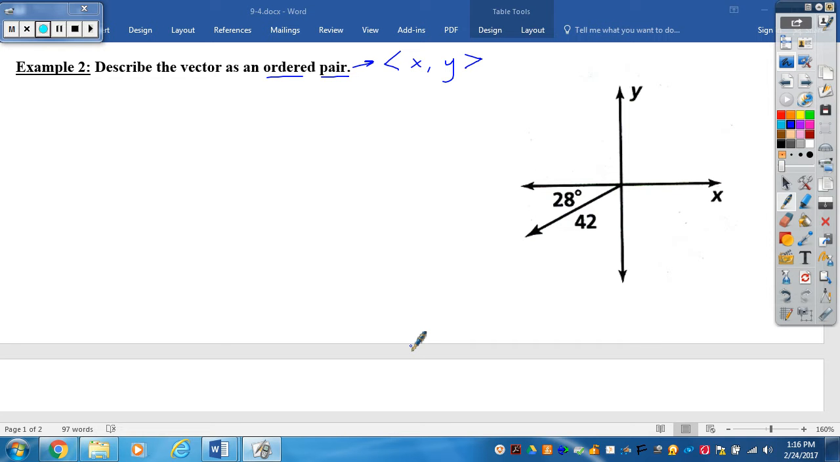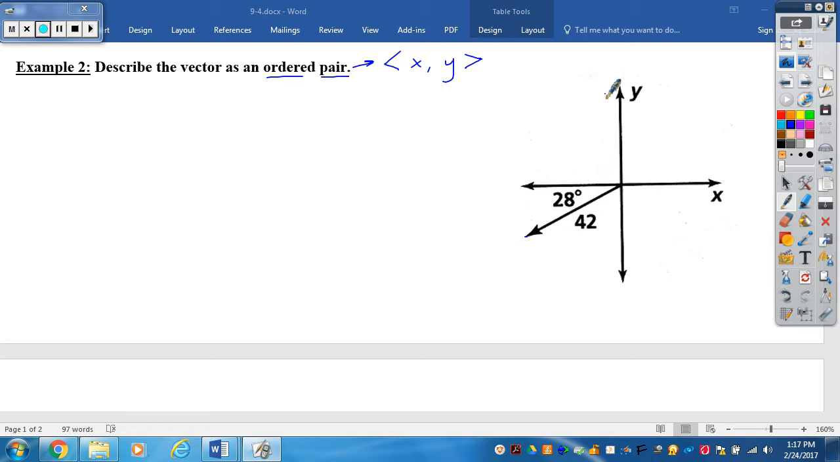Am I going to be really particular as far as the parentheses versus the brackets? No, I'm not. Okay? But it will be important that you put them in some sort of bracketing. So what we have to do is figure out this vector has a direction, 28 degrees.